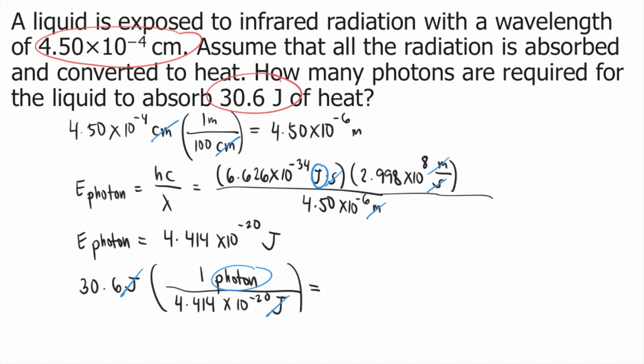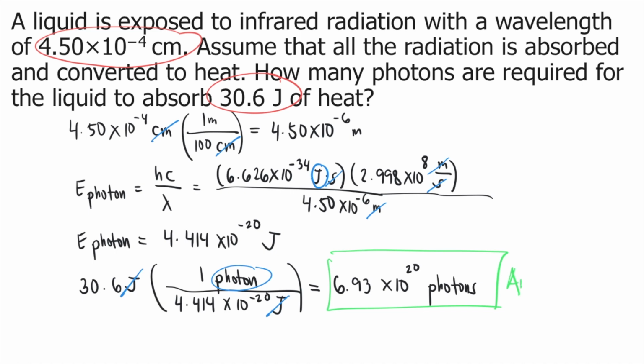And if you solve this in your calculator, 30.6 times 1 divided by 4.414 times 10 to the negative 20 joules, that's equal to approximately 6.93 times 10 to the 20 photons. And this is the answer to the question.